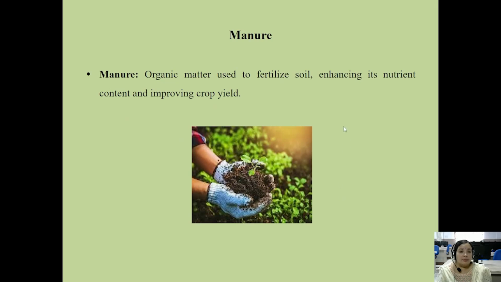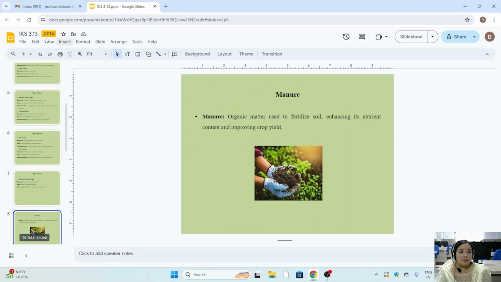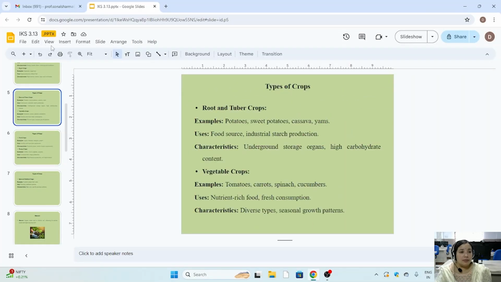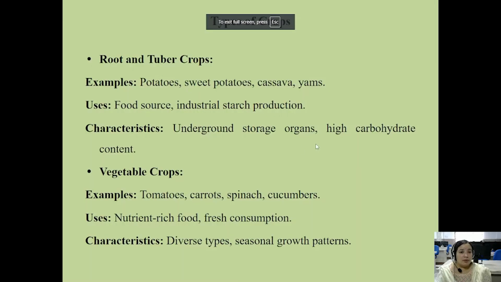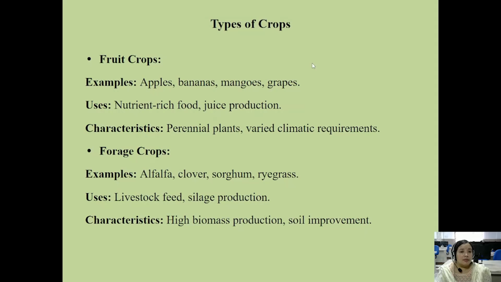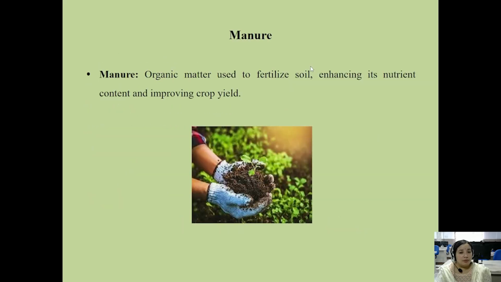Then types of crop is completed. Then come to the types of crop is complete from my side, and come to the manure. What do you understand by the term manure?